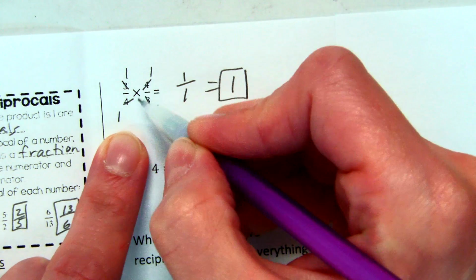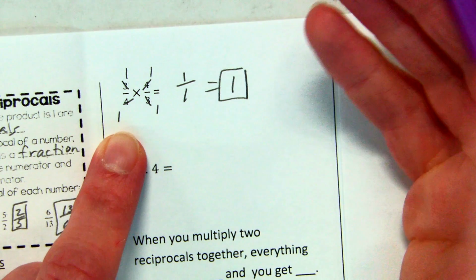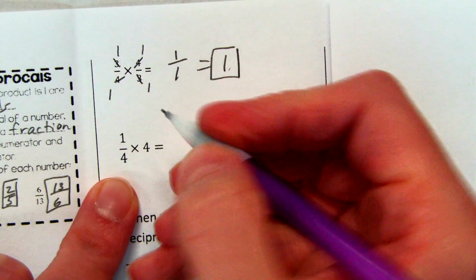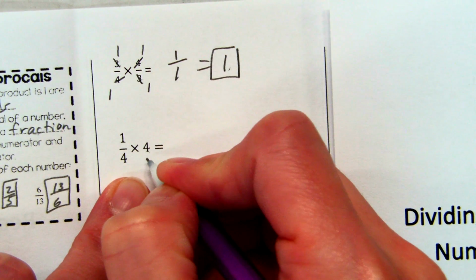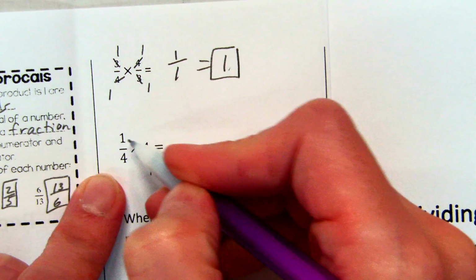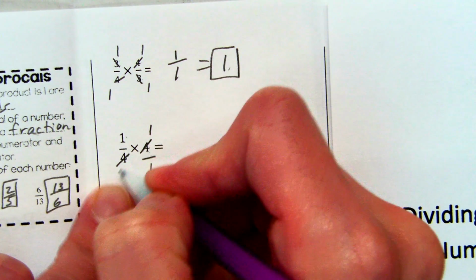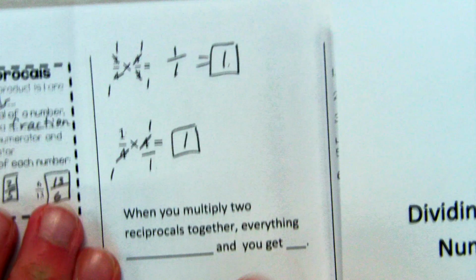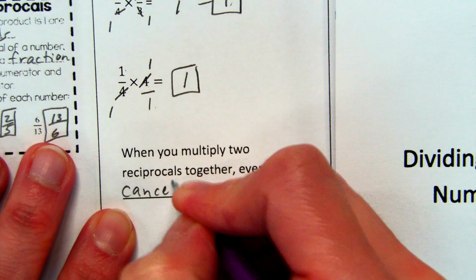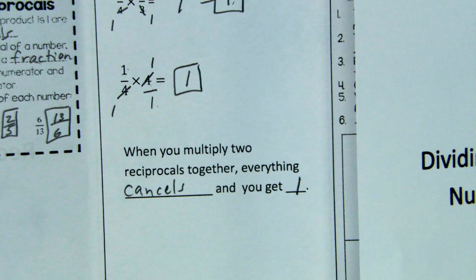When you multiply reciprocals, that's the definition of a reciprocal, if you multiply 2 numbers that are reciprocals, you get 1. So down here I have 1/4, and they have 4. 4 is the same thing as 4/1, and those would also cancel. The 1s are okay, and then I can divide the 4s by 4 and get 1 and 1, and you get 1. So when you multiply 2 reciprocals together, everything cancels, and you get 1. Okay? So that's what goes into those blanks.